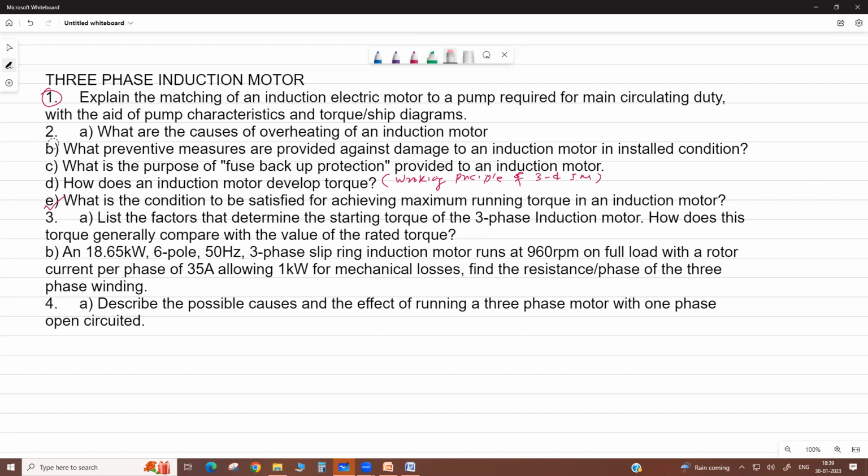So this question two is also very simple. You write the point-wise answer. Because they ask five questions in 16 marks, one by one you have to reply.